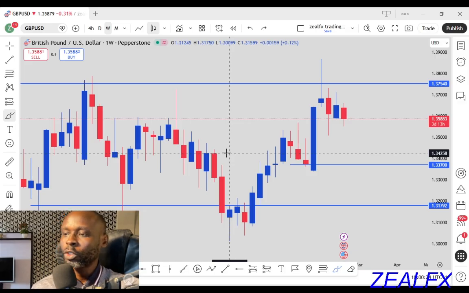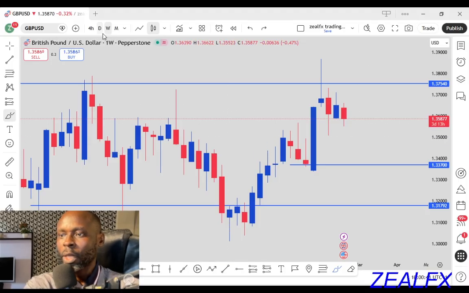So let's continue with our analysis. The higher time frames are already giving us a confirmation of price reversal to the 1.3370. So our job is to look out for levels to enter these trades.